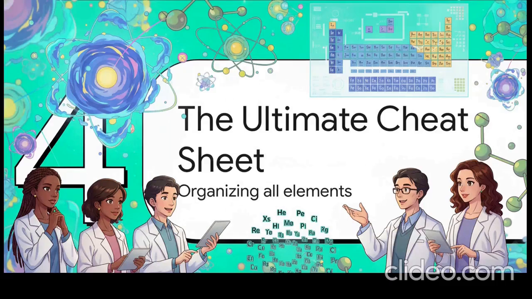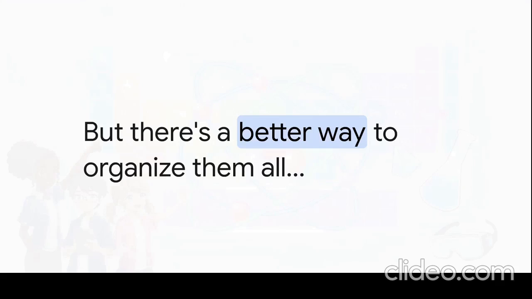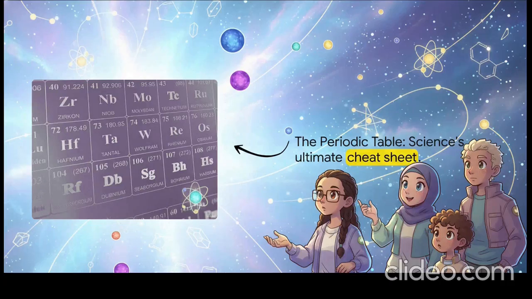Now, having a list is great and all, but scientists quickly figured out that just listing the elements wasn't going to cut it. They realized there was a much smarter, much more powerful way to organize all of them. A way that would show hidden patterns and reveal how all these different building blocks were related to each other. And this is it, the periodic table. I know, it can look a little intimidating, but trust me, it's not just a boring chart from science class. It's basically the ultimate cheat sheet for the entire universe. It's a map to how everything works.